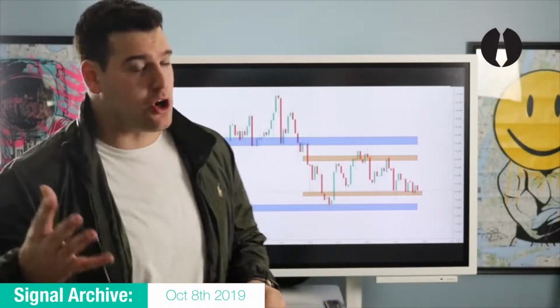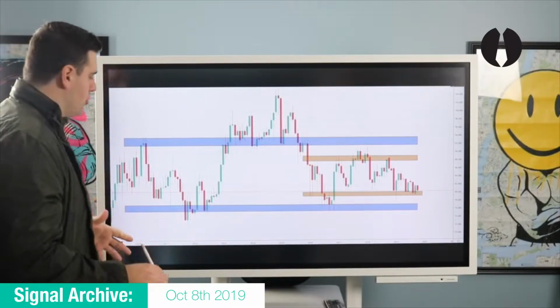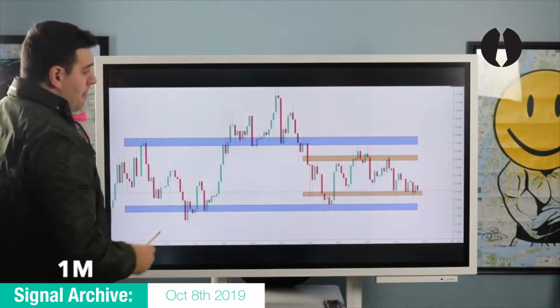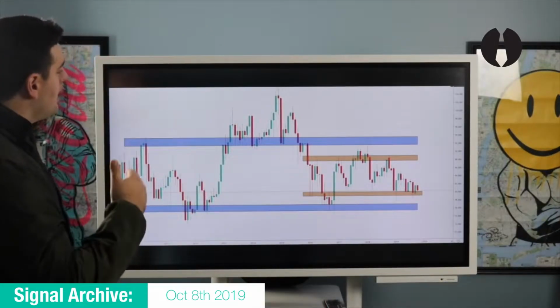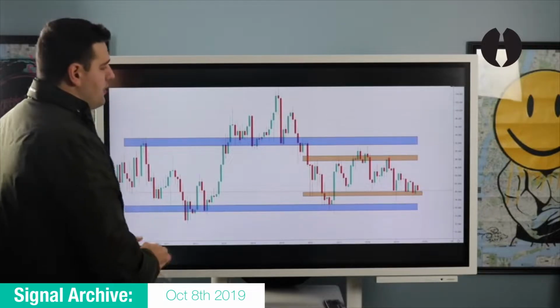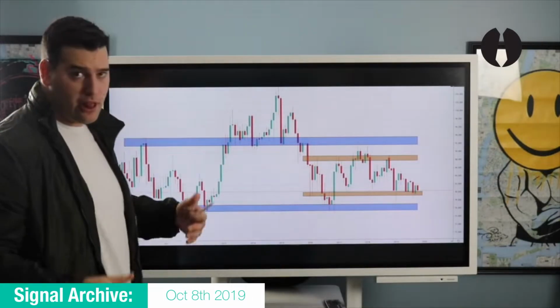All right, our next analysis for today is on CAD yen. Pull out the charts, let's go through it together, all right? Starting on the monthly time frame, as usual, we identified our monthly upper and monthly lower zone by looking for what? That's right, horizontal sell and buy sensitivity. So we know that there's sell pressure at our monthly upper zone. We know that there's buy pressure at our monthly lower zone.